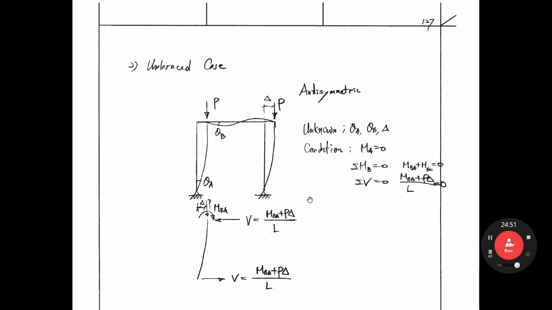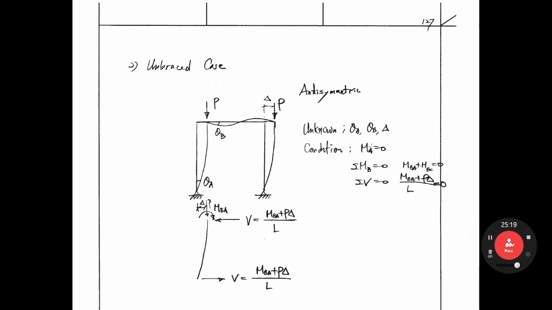We can represent V in terms of MBA and P delta, but there is no external load here. So the shear force must be 0. So this represented shear force equals 0, right?